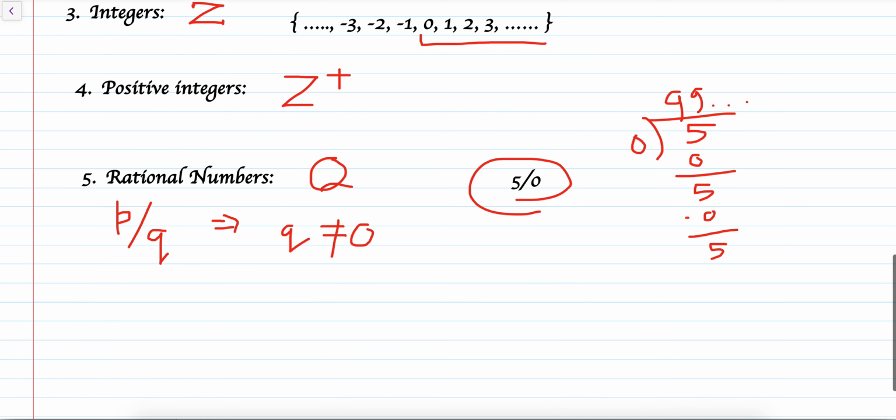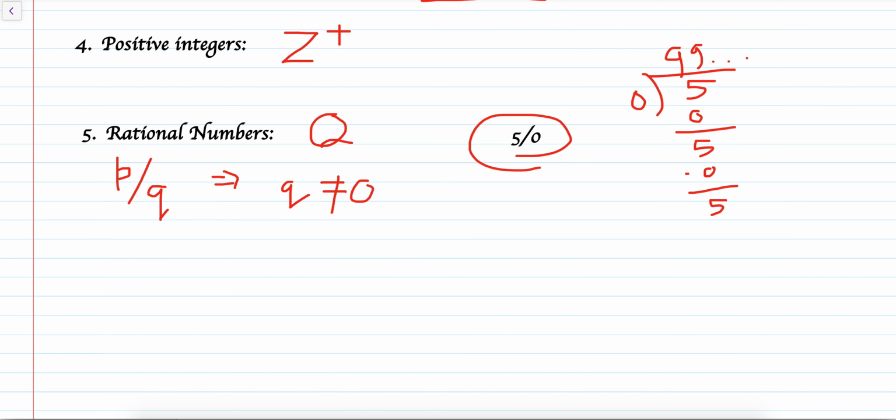So any number which can be represented in p by q form, where q is not equal to 0, comes under the category of rational numbers. We can take some examples like 2 by 3, 10 by 5. Is 5 a rational number or not? Yes, it's a rational number. Although explicitly we have not written it in p by q form, we can always write 5 is equal to 5 upon 1. Any number can be written as that number divided by 1. So 5 is also a rational number.